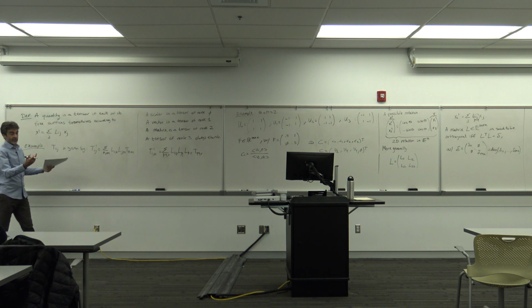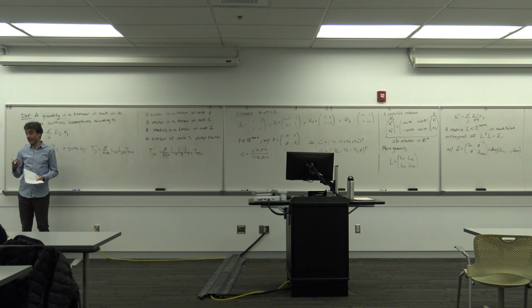And you can go to rank 4 tensors, in which case you're going to have 4 suffixes, and 5, and 6, and 7, and so on. So everything that you know about the scalars and vectors and matrices applies to any tensor of any rank, okay?